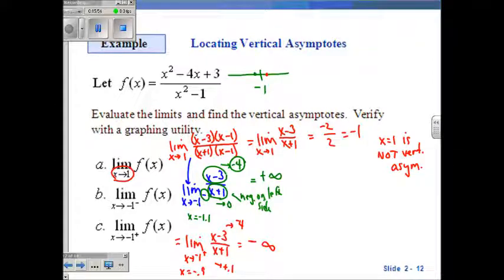We do have vertical asymptotes or a vertical asymptote at x equal -1. And the way we know that is because on one side or the other of -1, we got infinity or minus infinity for the limit. So x equal -1 is a vertical asymptote.